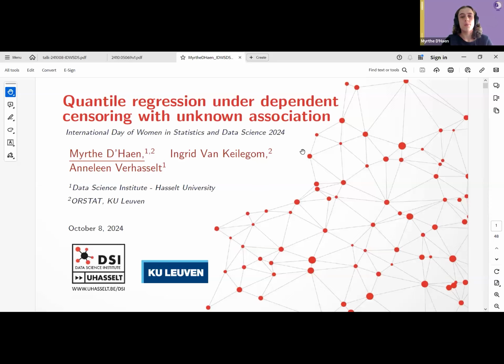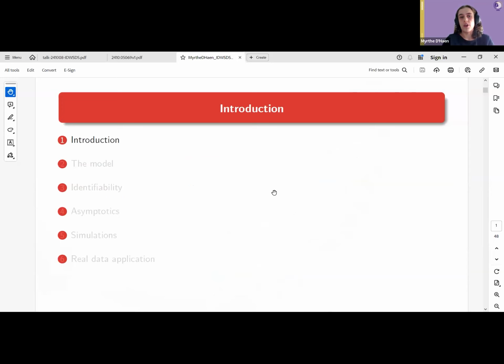So hello, everyone. I am Mirte Daan. I'm a PhD student supervised by Ingrid Van Keilegom and Annelien Brasselt. And as was just said, I will introduce the extension of the previous work to the quantile regression setting, where there is dependent censoring with an unknown association parameter. I will start by giving a motivating real data example, and then I will introduce the necessary theoretical material and present a few simulation results, to in the end get back to our real data example that we will then analyze using our methodology.